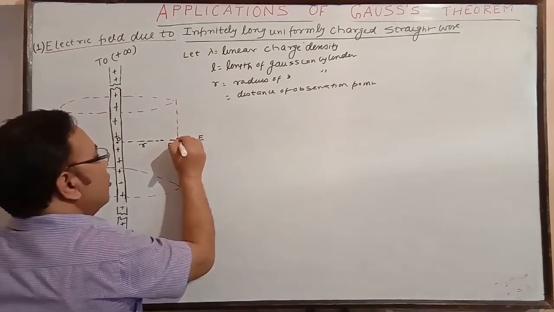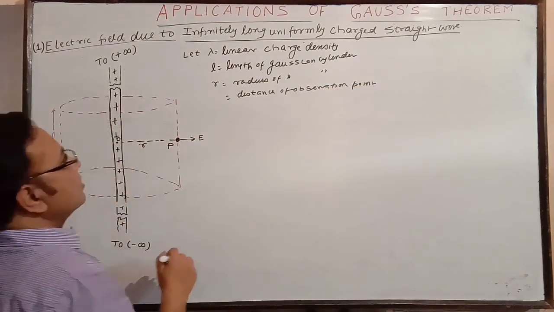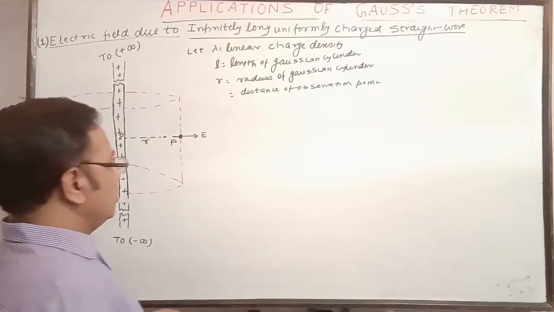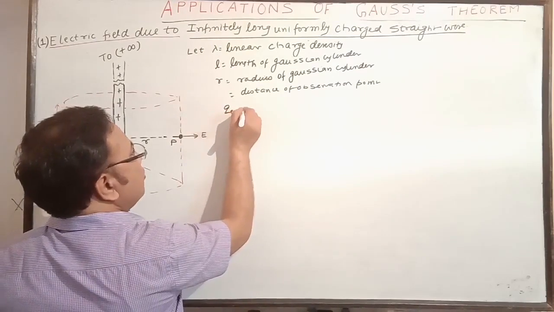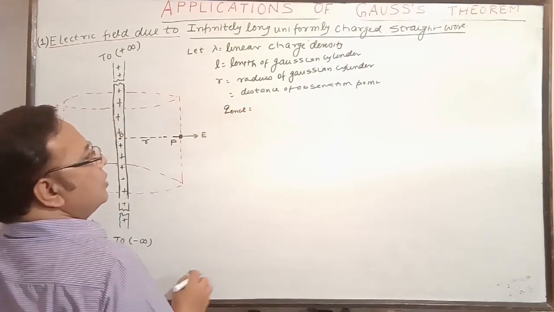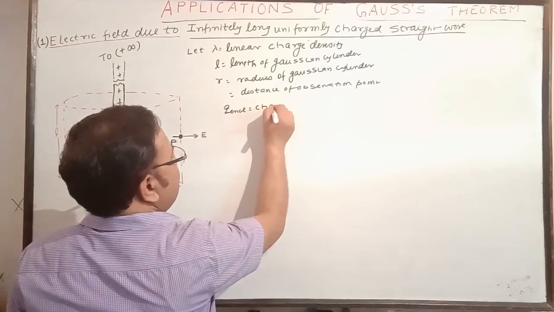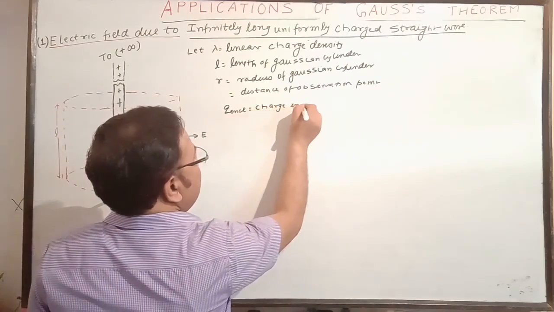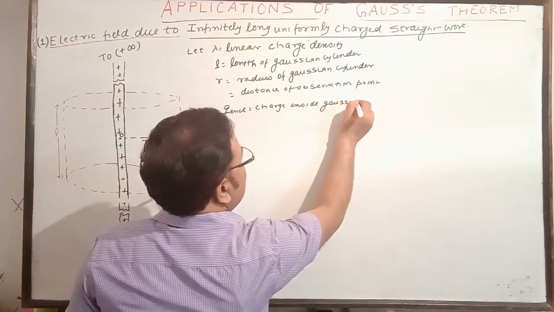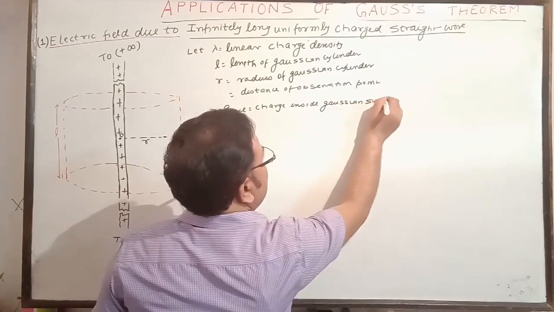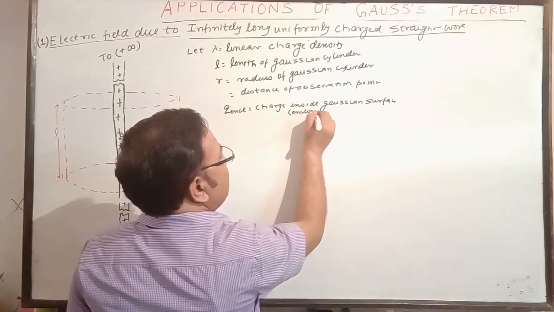This point is on the Gaussian surface. Now the total charge enclosed by the Gaussian surface, say it is Q enclosed, is to be determined. We know Q enclosed is the charge inside the Gaussian surface, or rather, the charge enclosed.